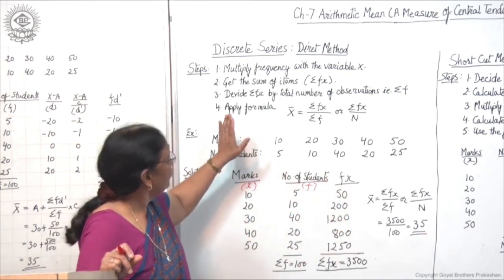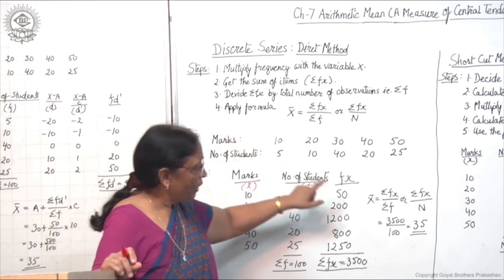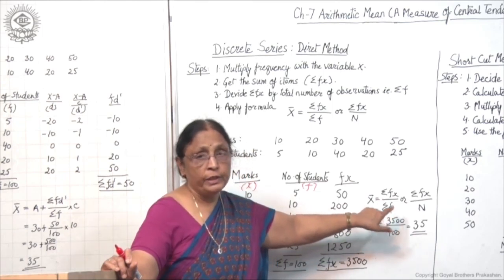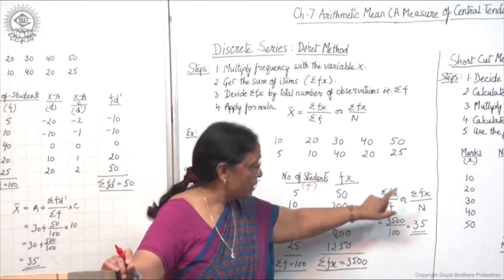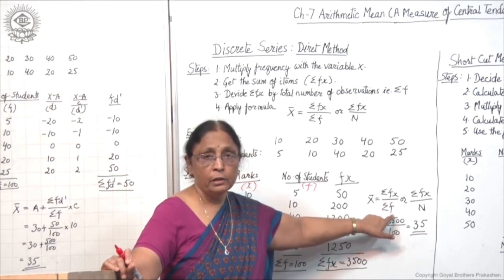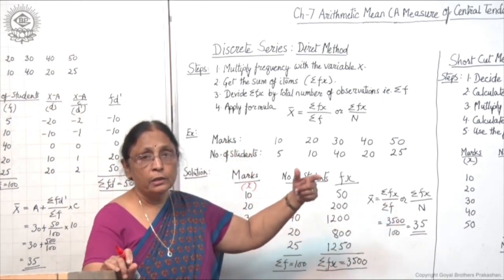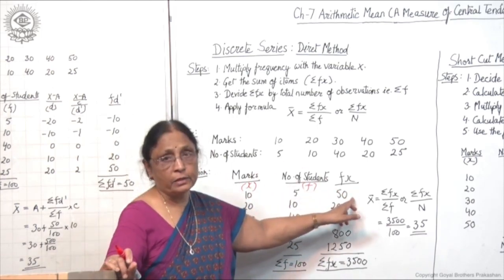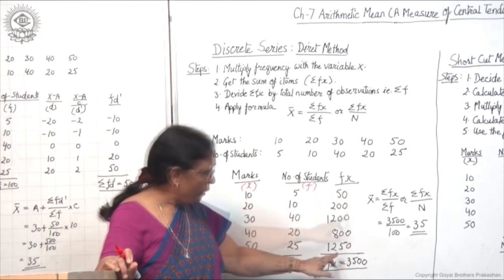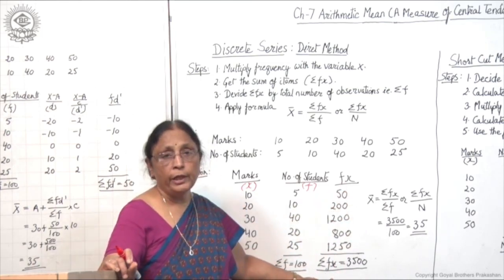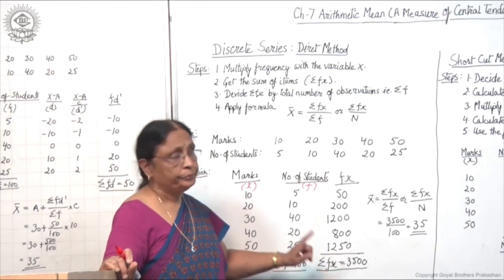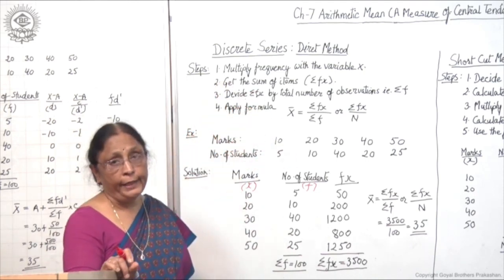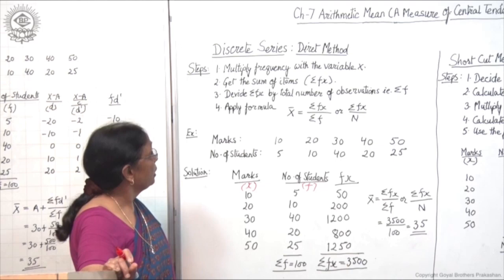Now in this case of direct method, the formula to be applied is x bar is equal to sigma fx upon sigma f. This means that you have to calculate sigma fx and sigma f to get the arithmetic mean. How will you get the sigma fx? By multiplying x with f, you will get fx, right? And doing the total of the fx column will give you sigma fx. Clear? So the step says multiply frequency with the variable x. This is the first step.